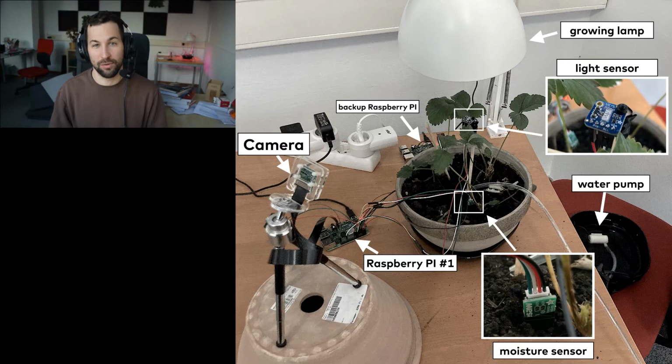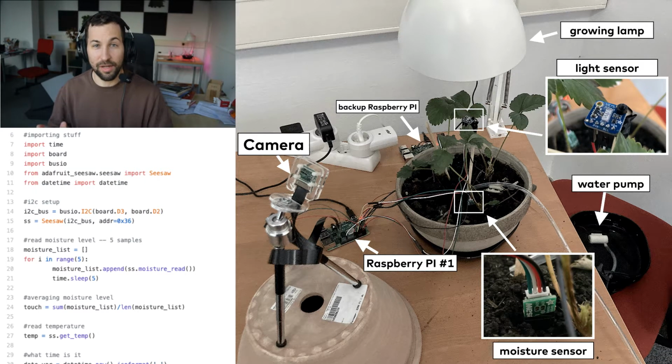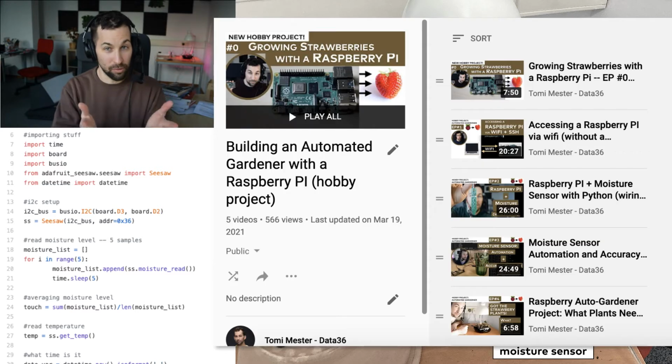If you are new here, hi, I'm Tommy Mester, and this is a hobby project of mine where I use a Raspberry Pi to automatically grow strawberries. And I write mainly Python scripts for that. I also document the full project and I share the process in video format, of course. So this is sort of a tutorial too. And I also share the code base on GitHub.